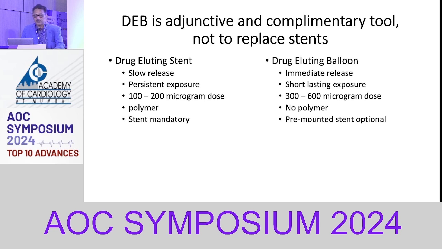The drug-eluting stent has slow release kinetics. The drug-eluting balloon has an immediate release. This immediate release kinetics also differs with paclitaxel and sirolimus. Paclitaxel is a little faster release, sirolimus is a little longer release. And of course, the dose also varies. And the most important thing, there is no polymer.